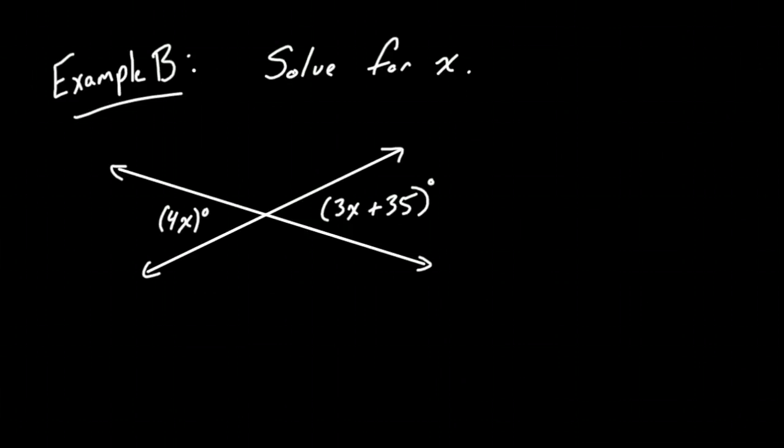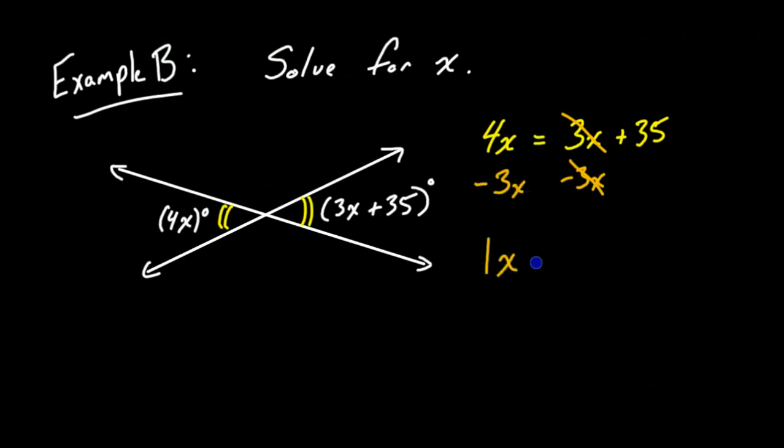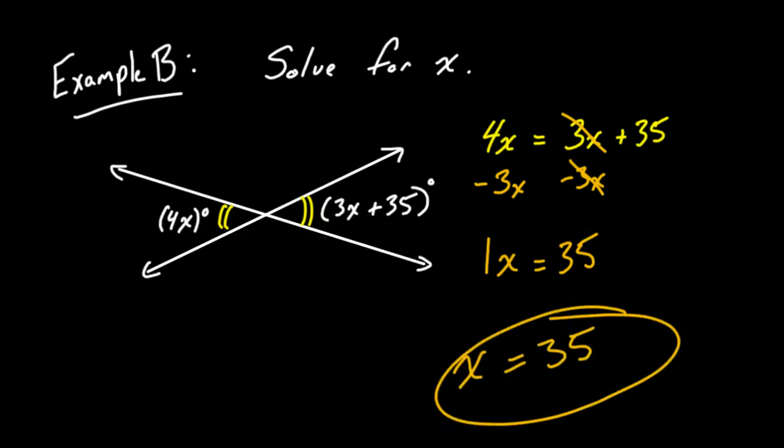All right, if we want to solve for x, we've got some vertical angles here, and I know that opposite angles are congruent in the vertical angle. So 4x can really equal 3x plus 35. Let's go ahead and solve this through. Subtract 3x from both sides, and I'm left with 1x equals 35, which just means x equals 35. Again, we got this based on the fact that vertical angles are congruent, so our angle on the left has to be equal to the angle on the right.